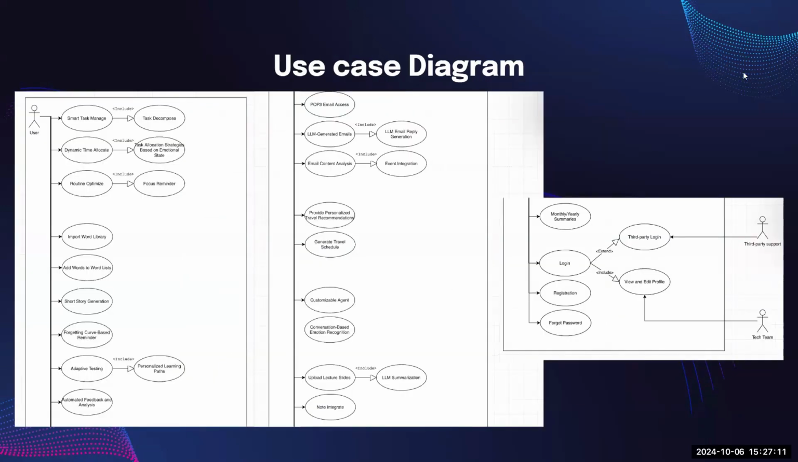This use case diagram shows how users interact with various system functionalities. Users manage tasks with smart task management, which includes task decomposition and emotional state-based allocation. They can also use dynamic time allocation and routine optimization. The system provides word learning modules, LLM-generated emails, travel recommendations, note-taking, emotion recognition, and summarization, all aimed at enhancing user productivity and personalization. Let's move to the showcase part.